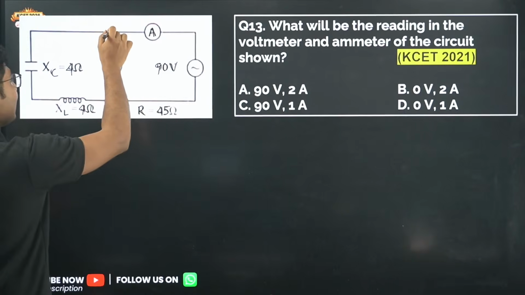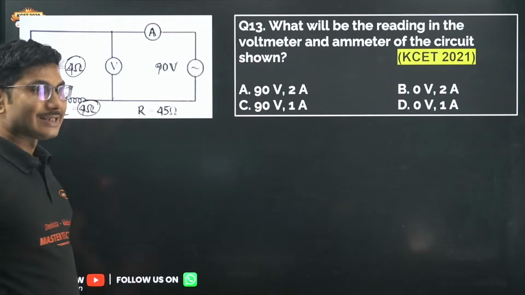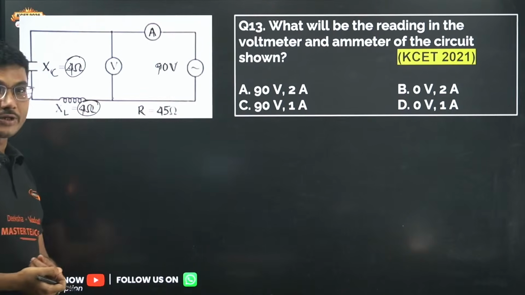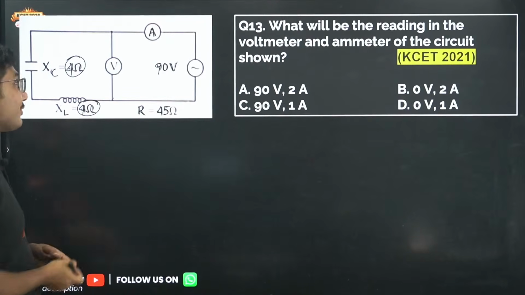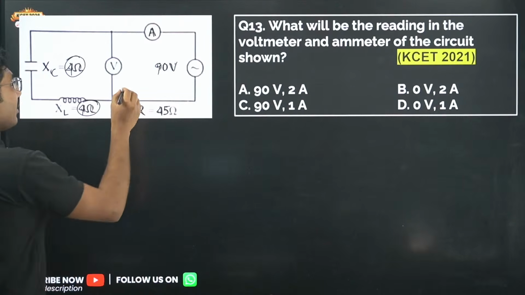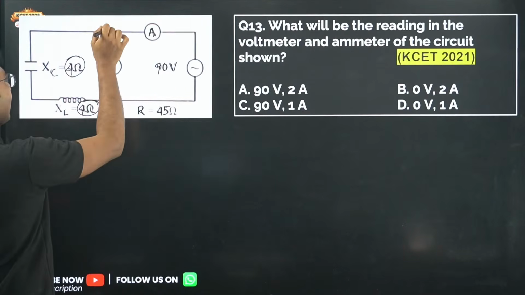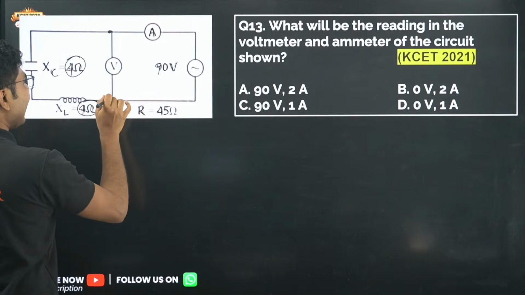So obviously XL equals XC. So if XL equals XC, that means the circuit is in resonance. So if the circuit is in resonance, the effects of XC and XL cancel each other out. So what is the voltage drop across XC and XL? What is the voltage drop? This is the voltage drop across XC and XL.